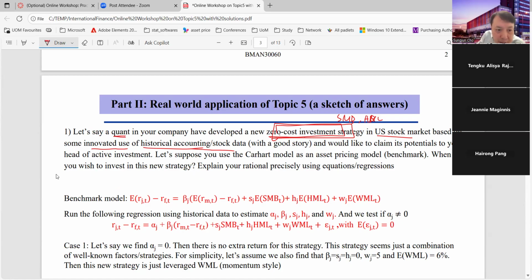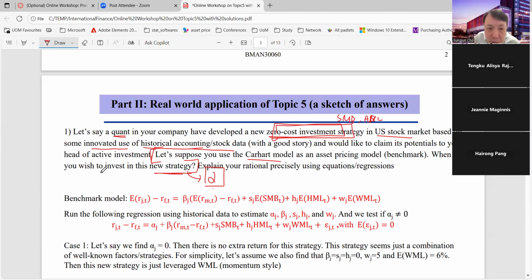And he has a very good story and would like to claim its potential to you. You are the head of active investment, the hedge fund. And in your brain, you think the Carhart model, the 4-factor model, is a good asset pricing model. When do you wish to invest in this new strategy? What is the meaning of this one? This means you need to check whether this new strategy is generating alpha or not. So whether what we found is a new anomaly or not.